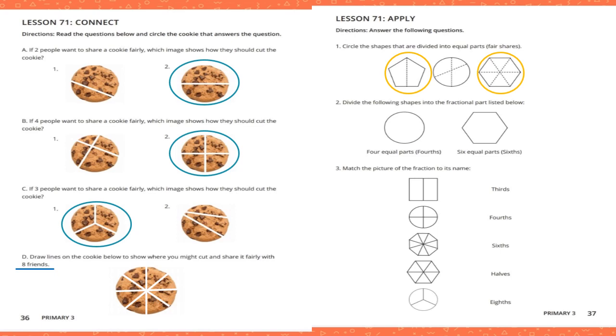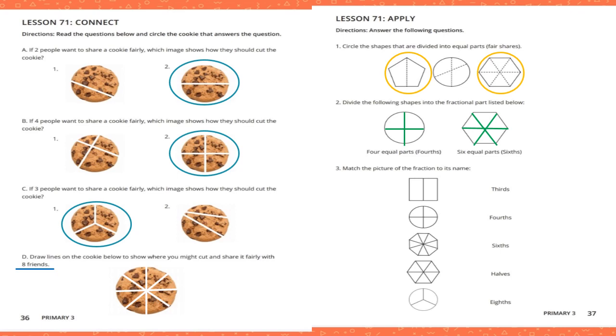Number 2, divide the following shapes into the fractional part listed below. I have here a circle. I want to divide it into 4 equal parts. 4 equal parts means fourths. So I will divide it like this. 6 equal parts means sixths. So I will divide it like this.